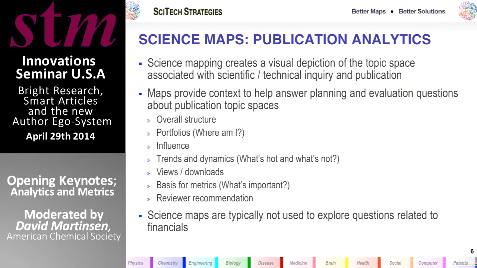Okay, we hear about impact factor, we hear about H indices and all of these things. What does influence look like in a map? What are the trends and dynamics? What's emerging? What's ready to die? What should have died but hasn't died yet? There's plenty of that. We can visualize views and downloads. I'm not going to go into that because I don't have those data.